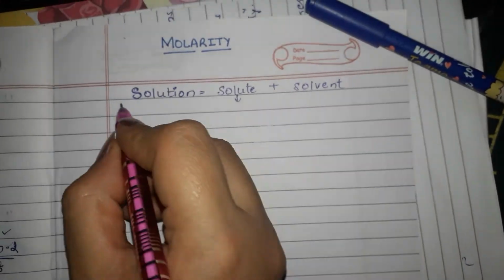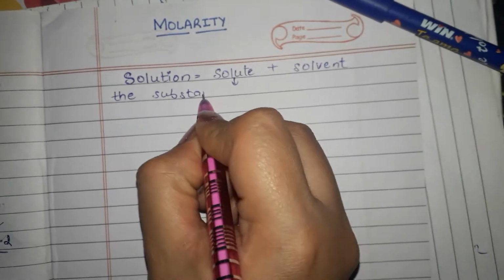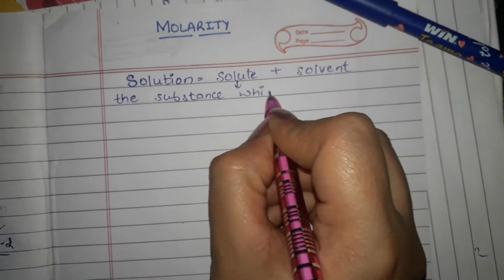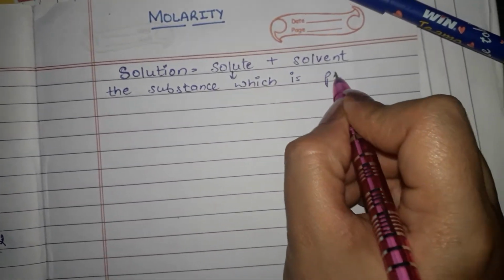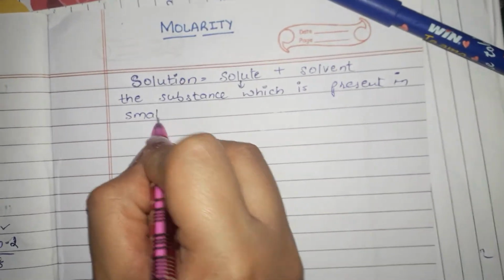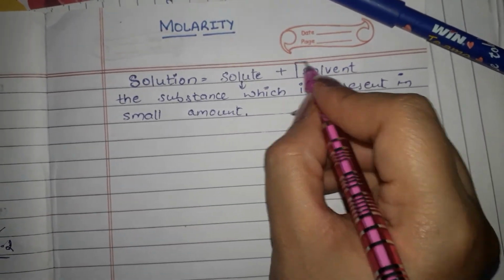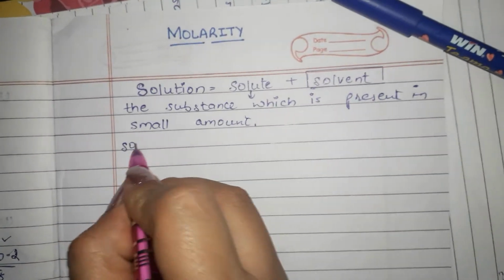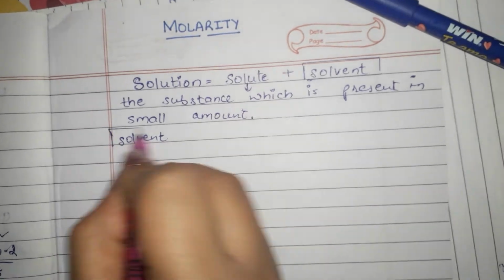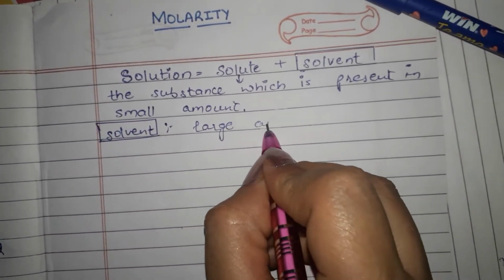Solute is the substance which is present in small amount, and solvent is the substance which is present in large amount.